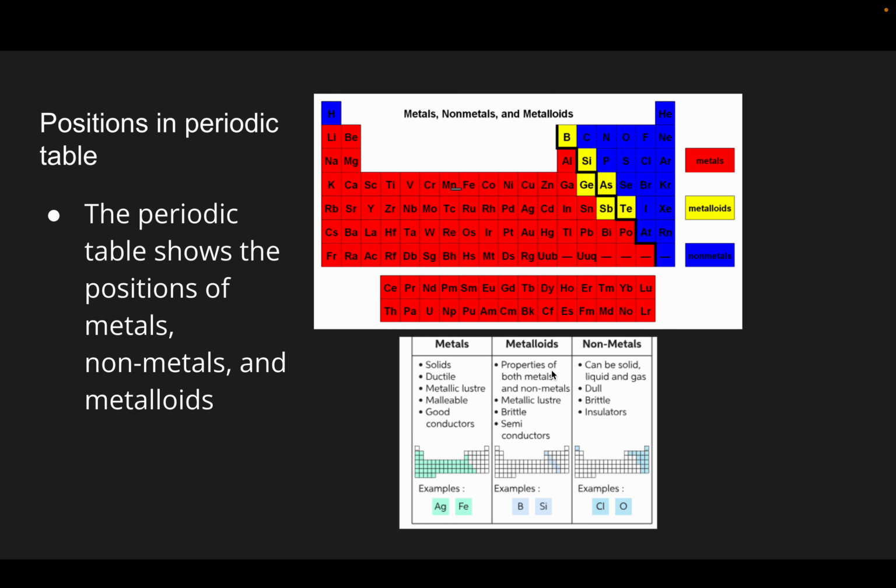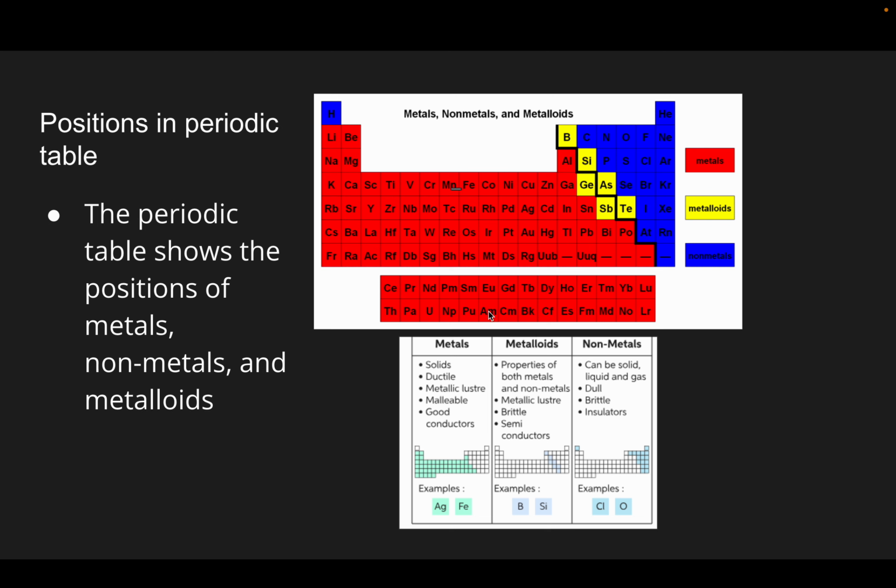Next, position in the periodic table. The periodic table shows the position of metals, non-metals, and metalloids. So as you can see here, the red colored elements are metals. Then we have some of the metalloids right here between metals and non-metals. And here are our non-metals.